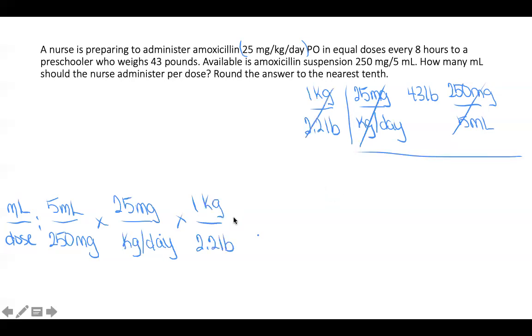Okay, now we have pounds down here, so we need pounds here. So we can come up to our box and grab those pounds that we have there and plug that in and then cross it out. Okay, once we've used everything in our box, we're going to cancel all the like units of measure.